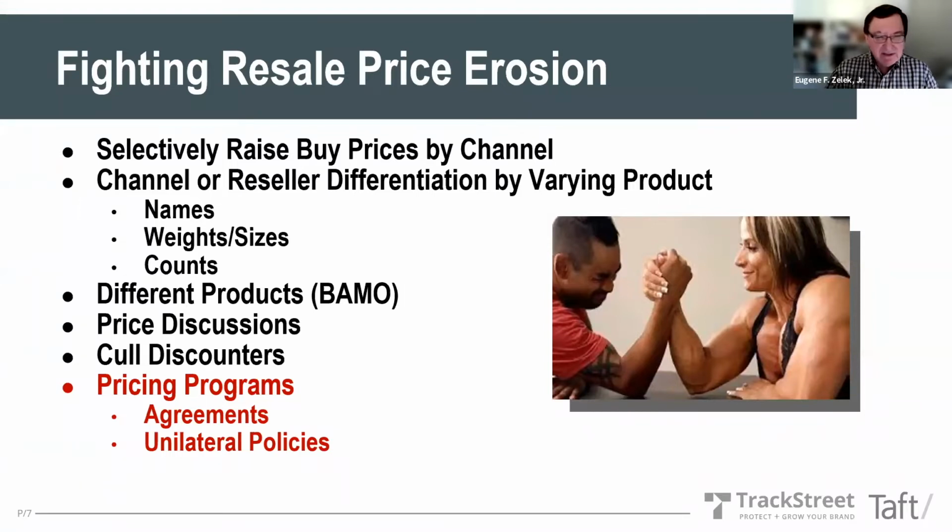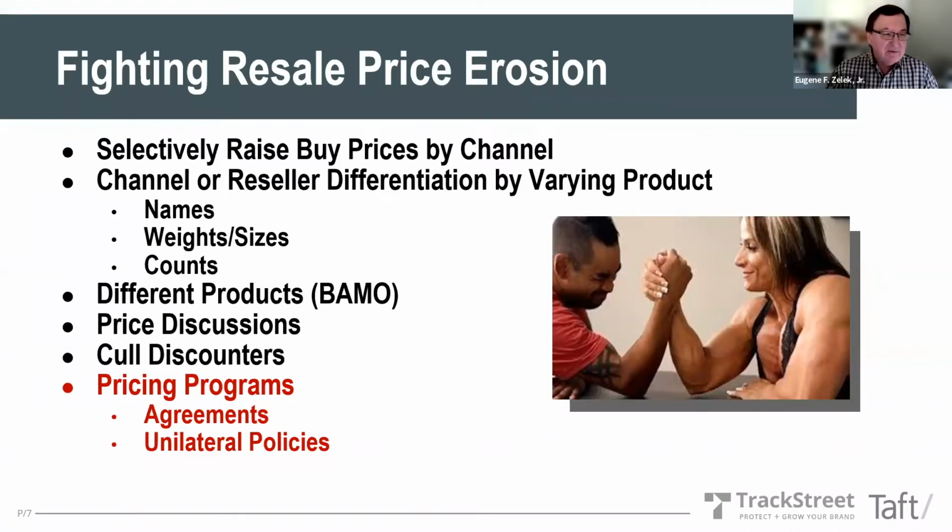Another alternative is price discussions. It is lawful to sit down with resellers and say, hey, you could get a better price for our products. You can't threaten them, you can't jump up and down, but you can have discussions. That's lawful. Needless to say, that doesn't always work. Another one is simply to cull discounters. Some companies don't have formal policies. They just slowly get rid of anybody who's a discounter. I'm told that's the case with Rolex, but I don't know if that's for sure.